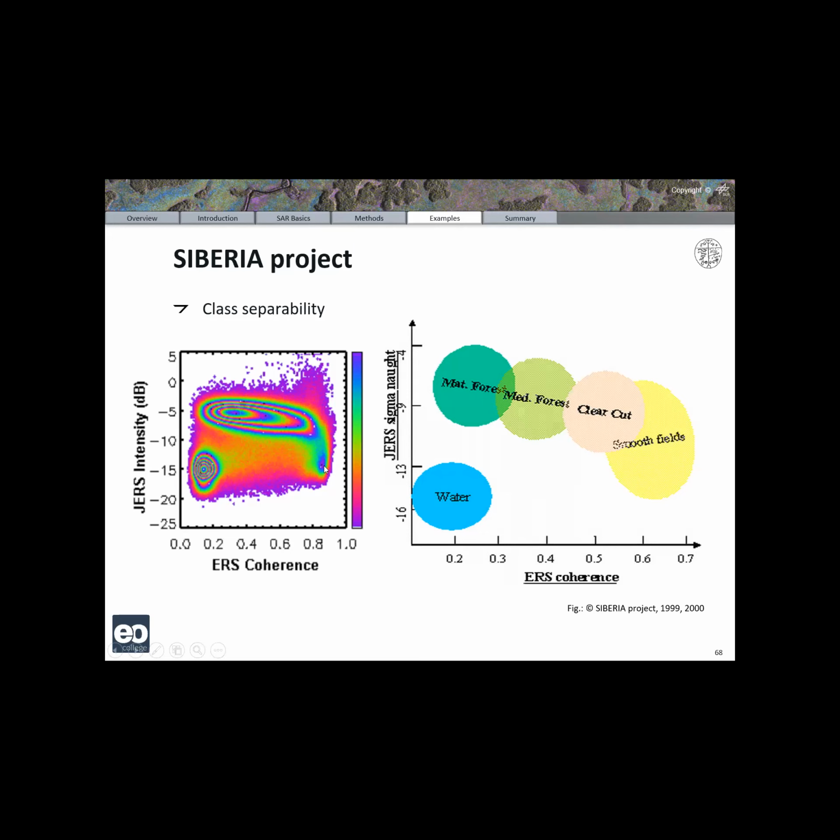And smooth fields, they come up here. So the smooth fields, what is it? High coherence and relatively low L-band backscatter, because a smooth field will cause specular reflection. And this could be, like those white areas in the 3 images we saw before, a smooth field: high coherence and low backscatter.